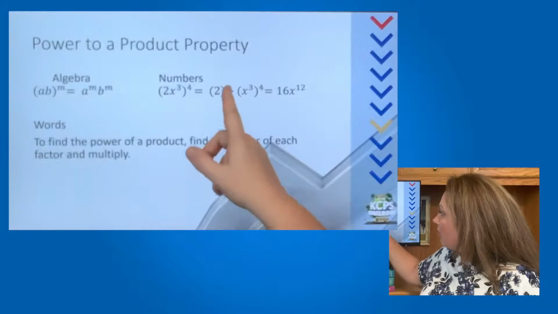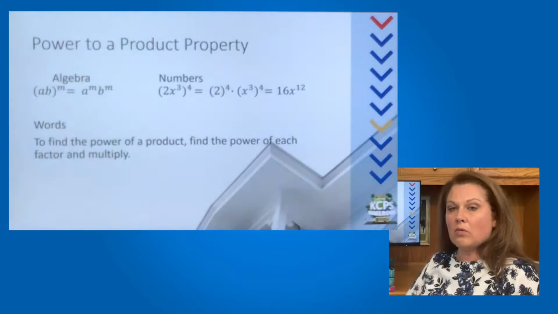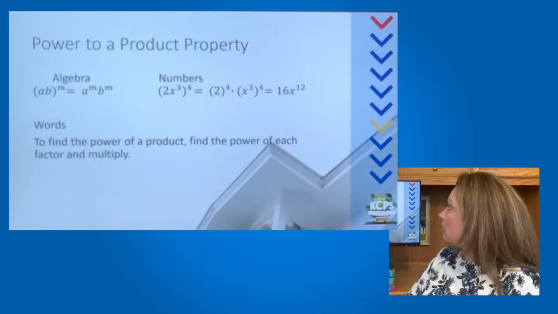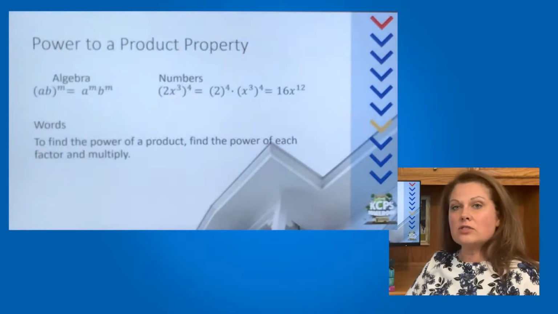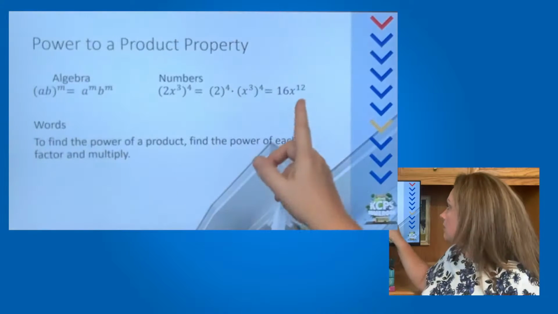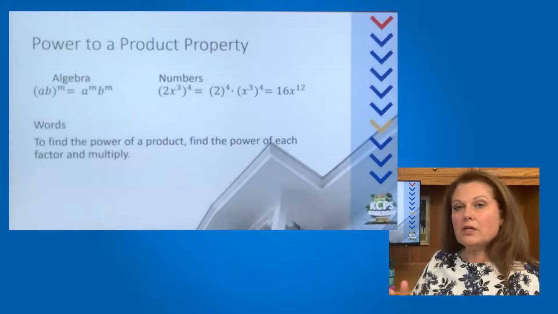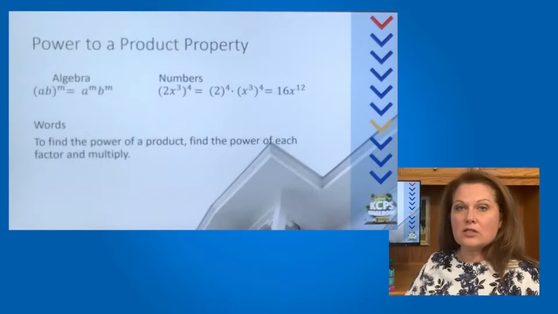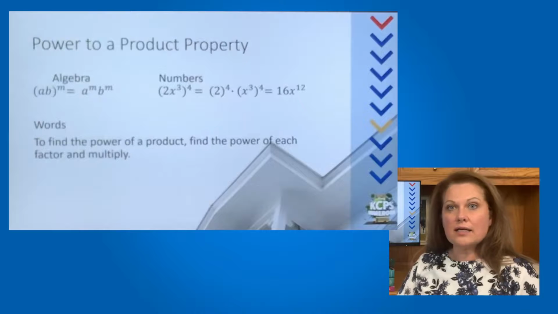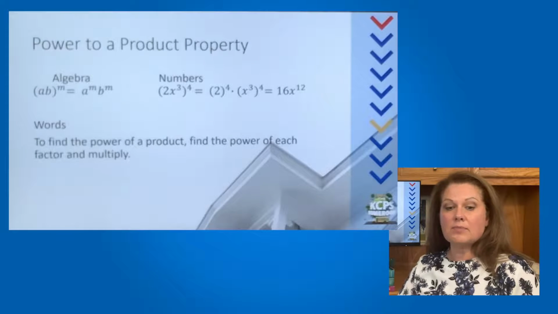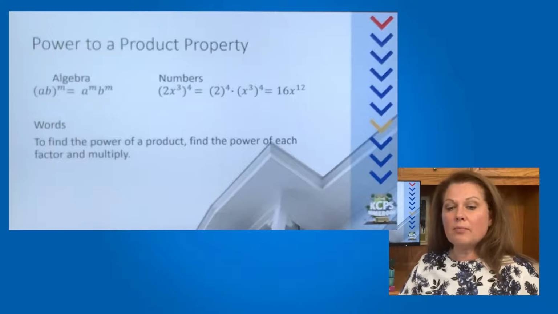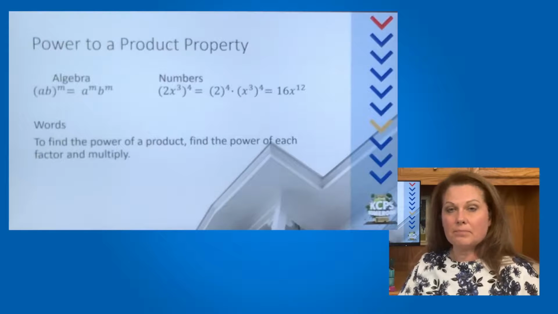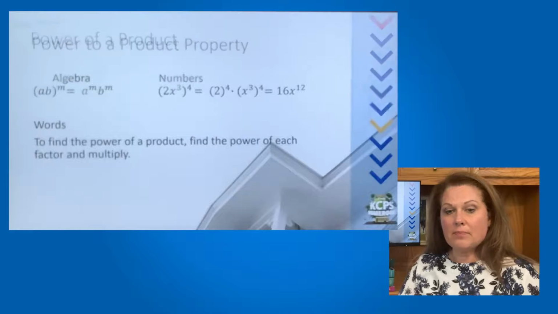So we're going to figure out the product of 2 to the 4th power, that happens to be 16. I'm going to use my power to a power property for x to the 3rd times 4. That's going to be x to the 12th. So my final simplified answer is going to be 16x to the 12th. Now what that sounds like in words is something like this: to find the power of a product, find the power of each factor and multiply. Let's take a look at another example.